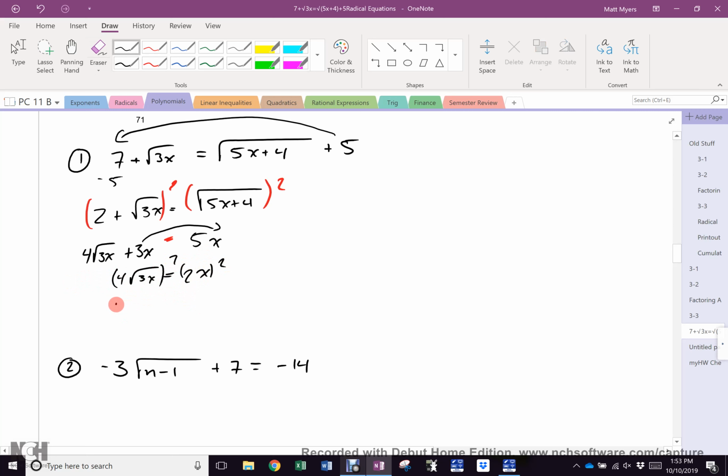And you will get 16, right? Because 4 times 4 times what will be here? When I square root 3x, what will I get? 3x. And over here I will get 4x squared. Then I would bring this over here to get 4x squared minus 3x plus 16. And then I would factor.